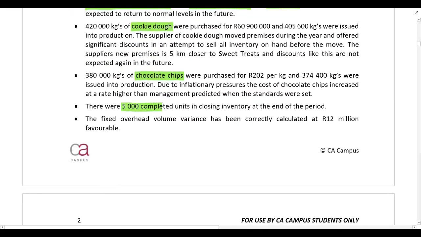There were 5,000 completed units in closing inventory at the end of the period. The fixed overhead volume variance has been correctly calculated at 12 million Rand favorable. All right, so how do we calculate the fixed overhead volume variance? It's the difference between the budgeted fixed overhead and the absorbed fixed overhead.